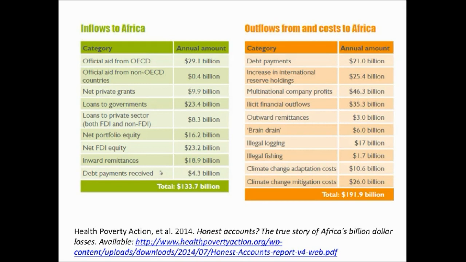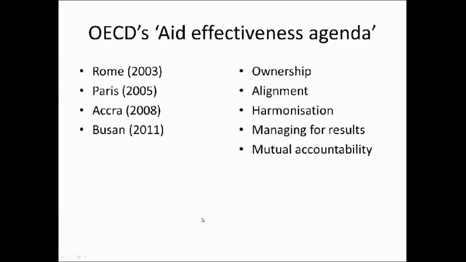This is also taken from the same document, listing the inflows in official development assistance for the OECD, private grants, loans, etc., a total of 133, as opposed to the outflows, which is a total of 191. In particular, I highlight debt repayments, illicit financial outflows, etc.